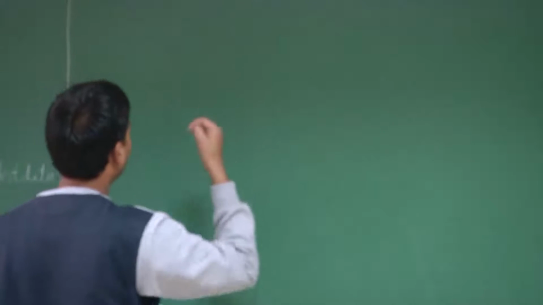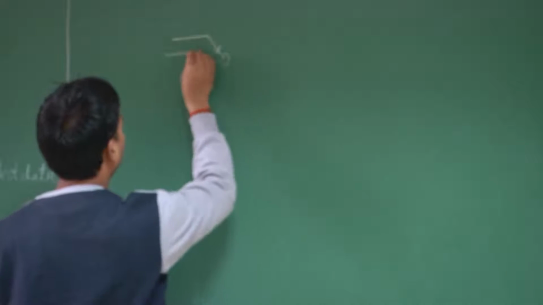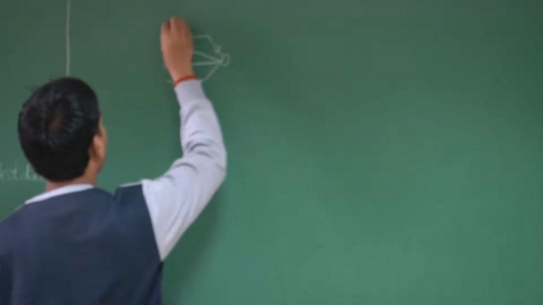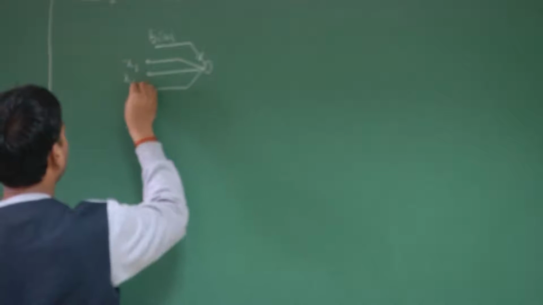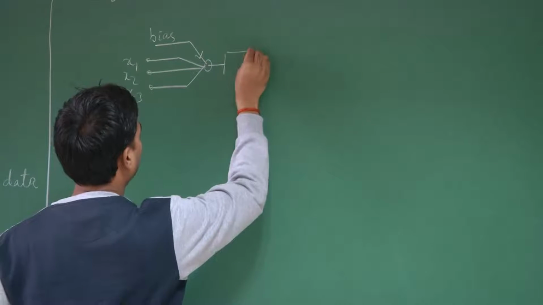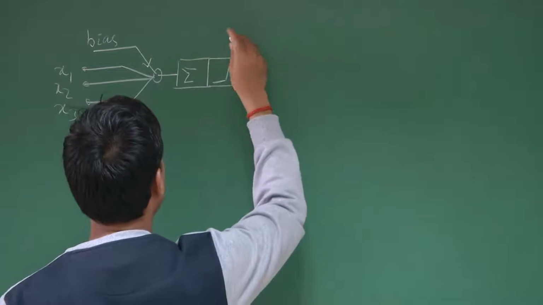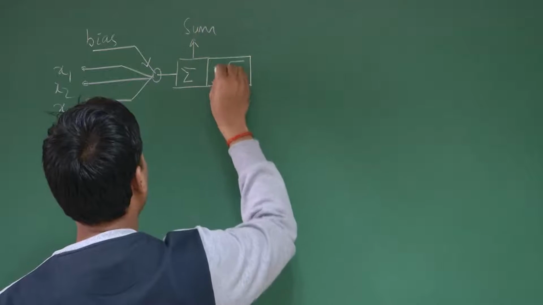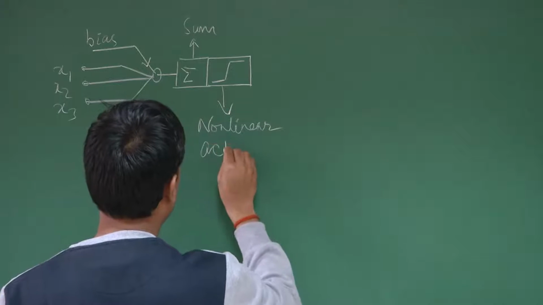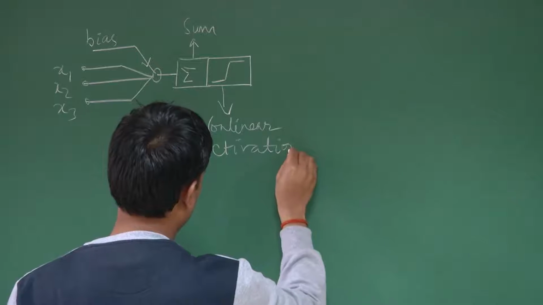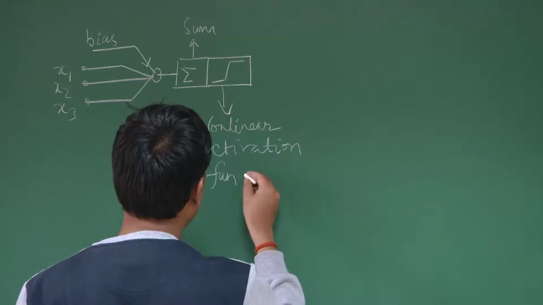As I said, it mimics our biological neurons. If you see the architecture of a single neuron, it was like this. It had bias and inputs with certain weightage. So this is your bias, and you can have different inputs x1, x2, x3, and you need to sum all those, and then pass the result through a nonlinear activation function. It could be any kind of sigmoidal function, tan sigmoidal, log sigmoidal, or it can also be a simple linear function.